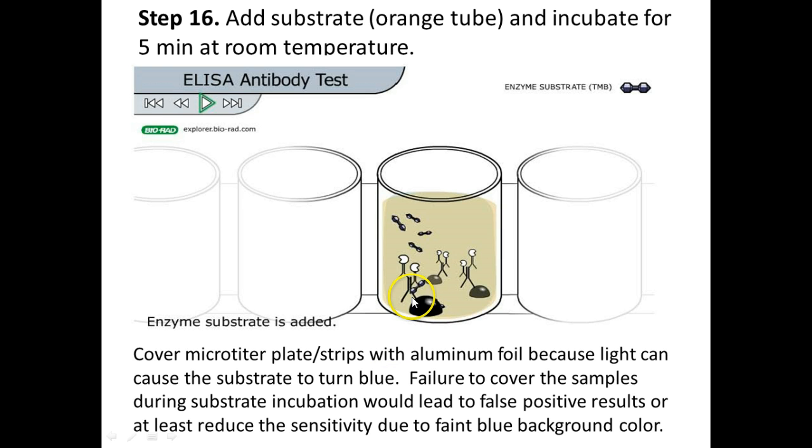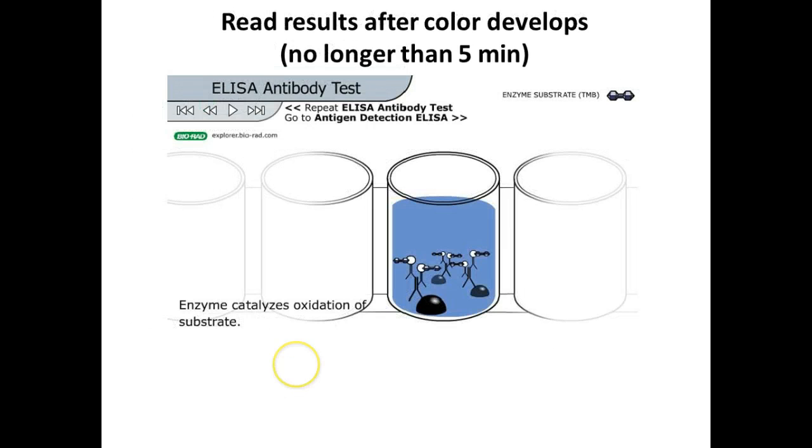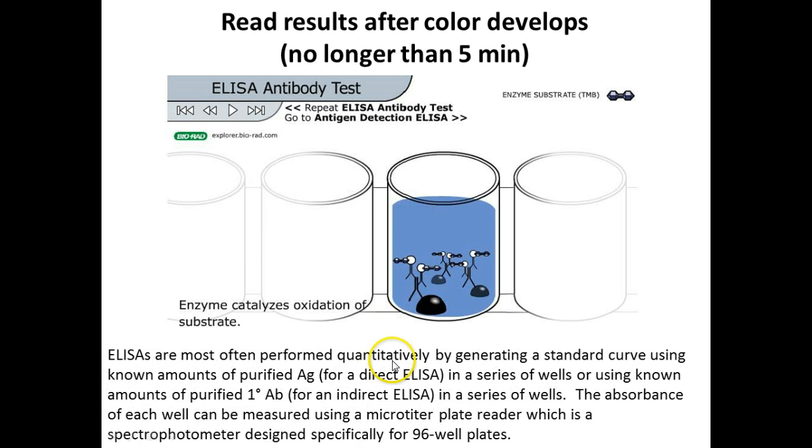I think I have some foil back there. This substrate is light sensitive, so I'm not going to give it to you until you're at that step. Then you can add it, cover it up, and peek underneath it. It literally only takes about a minute, not even 5 minutes, and we'll get the reaction of the colorless substrate with the enzyme, and we'll get the blue color.